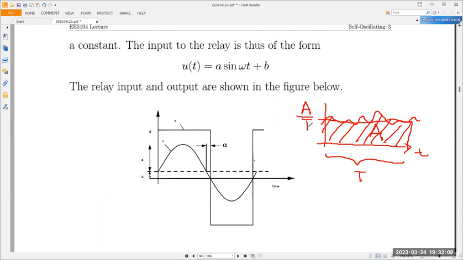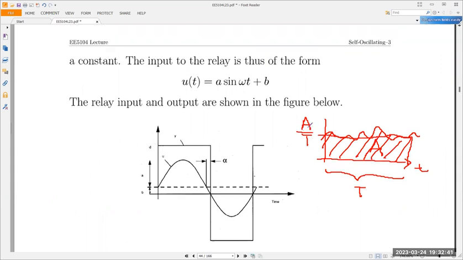Okay, so likewise, find the area, divide by the duration, which is 2 pi. So that is the input DC value. For the output DC value, find the area of this one and divide by the duration, and that will give you the output DC. So DC gain is output DC divided by input DC.